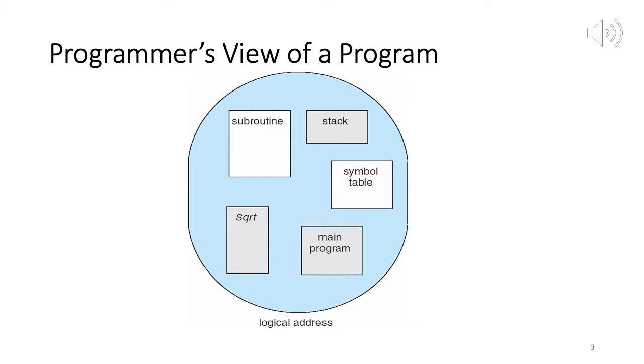So we have our main, our driver function. We have a symbol table used by the compiler. We have a square root function. We have a stack that perhaps stores function calls. So perhaps you're doing a recursive function. You're calling the recursive function again and again repeatedly, and for every function call you have an entry in the stack, and then you have other subroutines also.